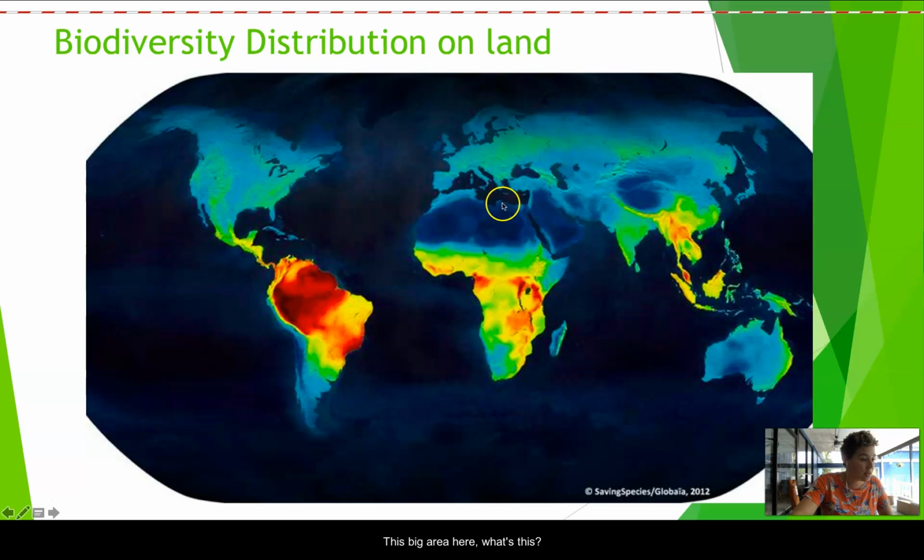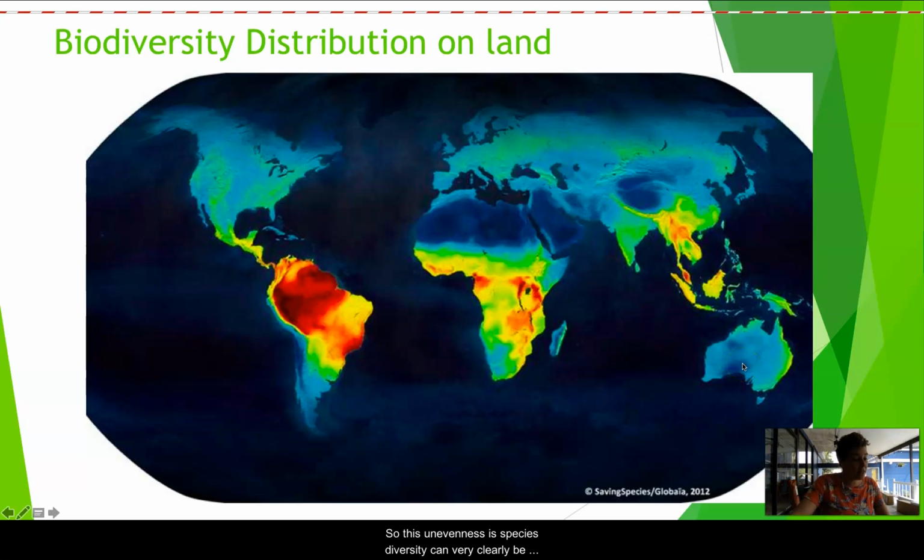This big area here, what's this? It's a desert. There's relatively little species diversity in the desert. Same with here. You can see up here, as we get into really, really cold areas, there's also less species diversity. Same with the deserts here in Australia.